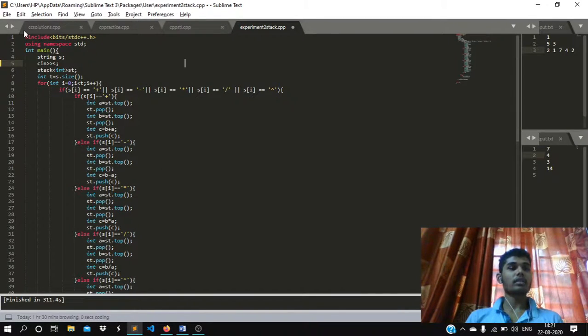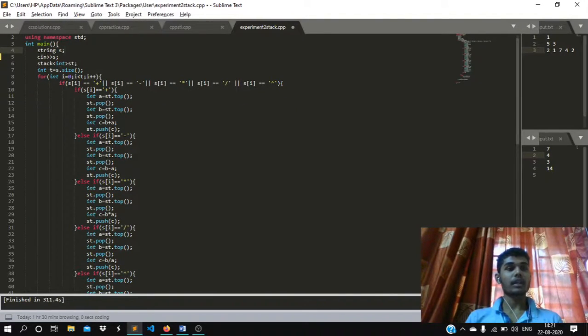This is the boilerplate code, which includes all the header files. We don't have to define the stack separately. Everything is defined in this boilerplate code. Here we define string s. We take the input from the user, and here we define the stack. This is a stack from the STL library which is inbuilt.